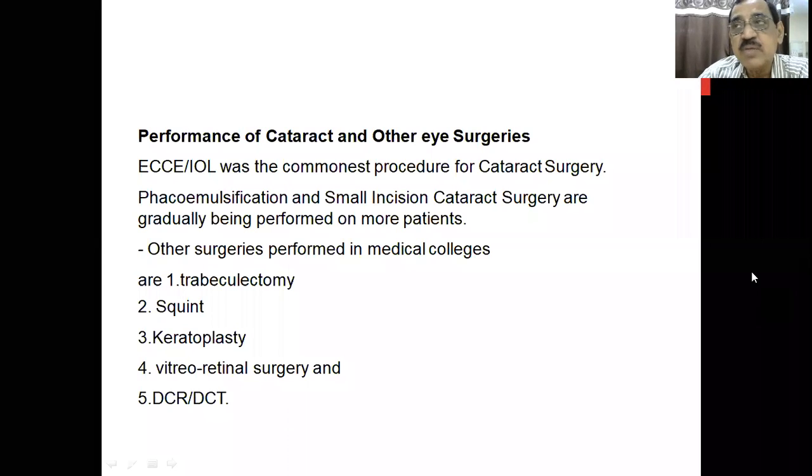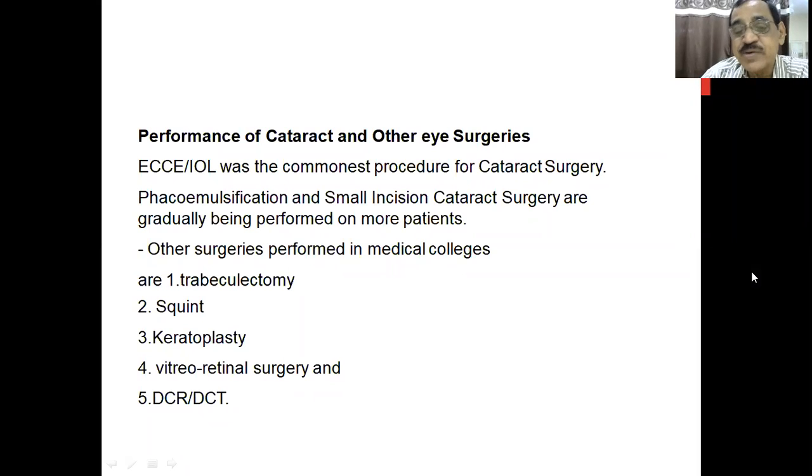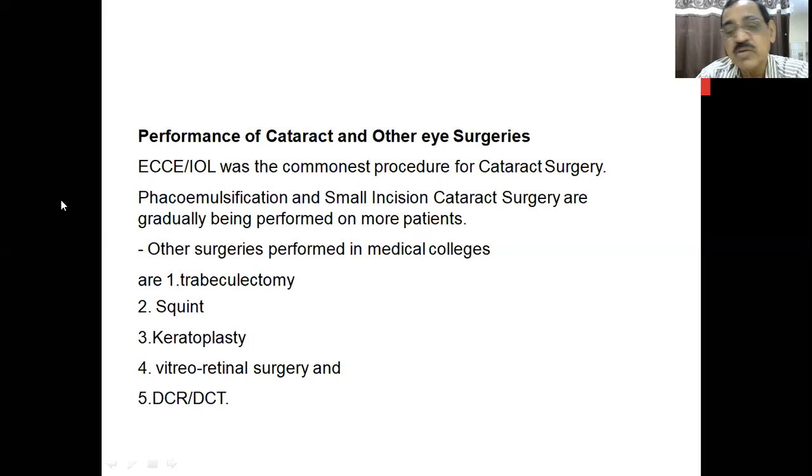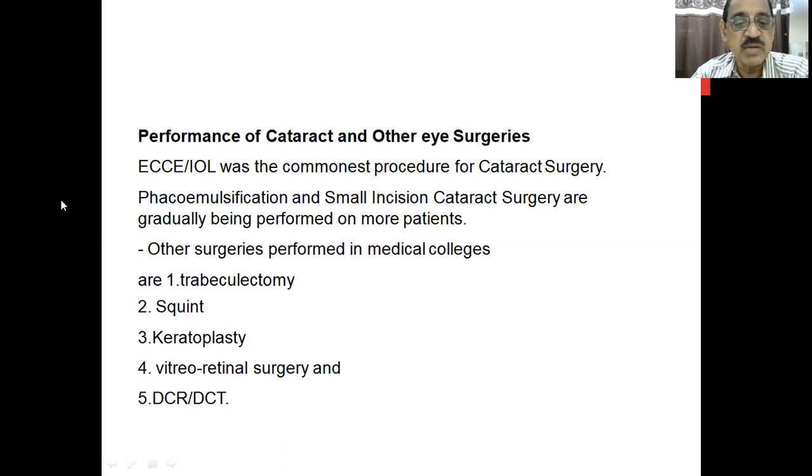Performance of cataract and other eye surgeries. ECCE IOL was the commonest procedure for cataract surgery. Phacoemulsification, small incision, nowadays we are doing it for cataract surgery. Gradually, nowadays for almost every case it is the same. So the other surgeries which we perform in a medical college are trabeculectomy for glaucoma, whatever type of glaucoma, depending upon the indication. Squint surgery. And usually here we do horizontal muscles, vertical muscles normally we don't try to touch. We leave it to the pediatric ophthalmologist.